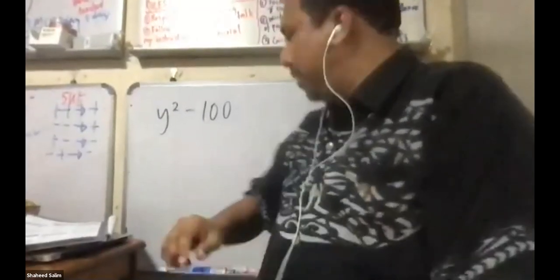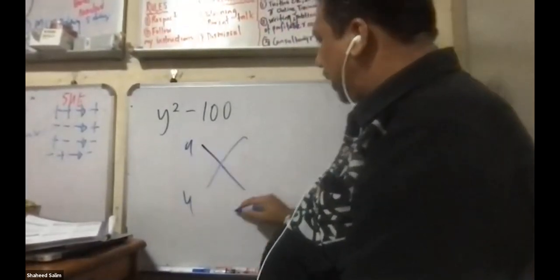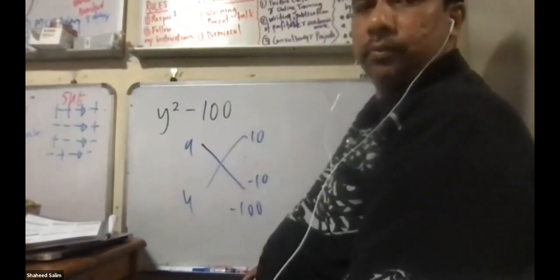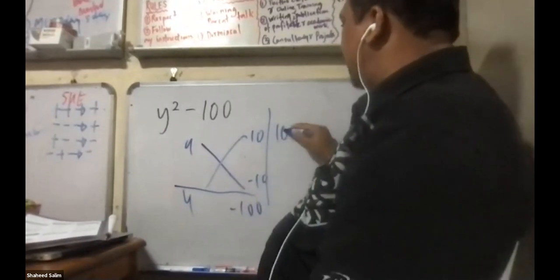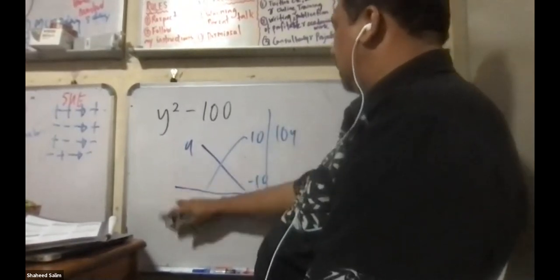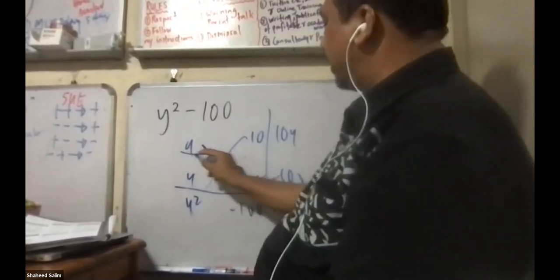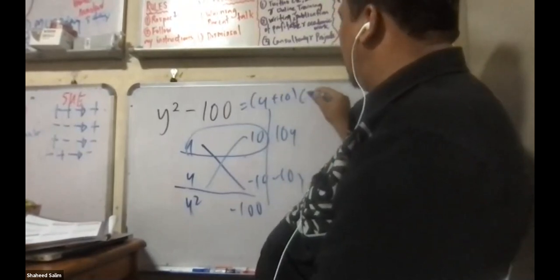Yes, correct. But don't forget to put the minus 100 down here. Down here, minus 100. So 10 minus 10. Correct? Now this is just working. So there's some 10y, sorry, minus 10y. So it's 0. So your factorization is y plus 10, y minus 10.